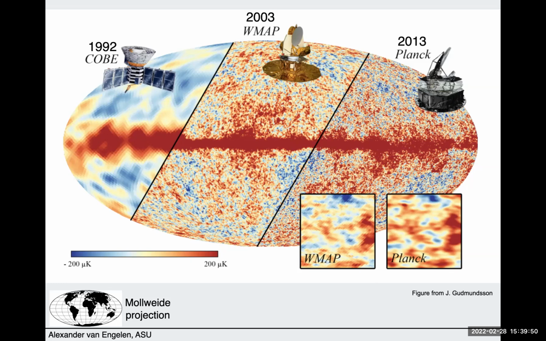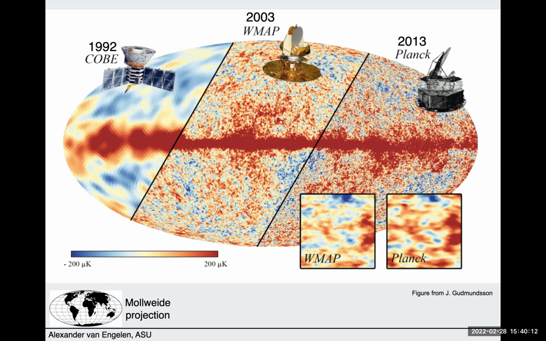Right around the time I started graduate school was the era of WMAP, which had finer angular resolution than COBE. And then about 10 years after that was Planck, which had yet higher angular resolution and also more electromagnetic frequencies. If you look at the zoom in here, you'll see the Planck versus WMAP increase in angular resolution and how much more information we get.